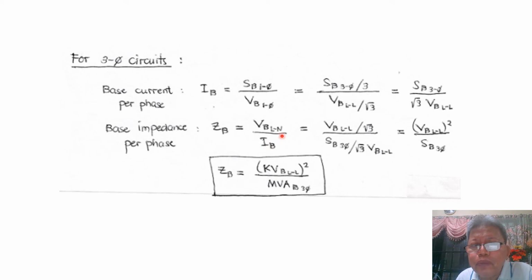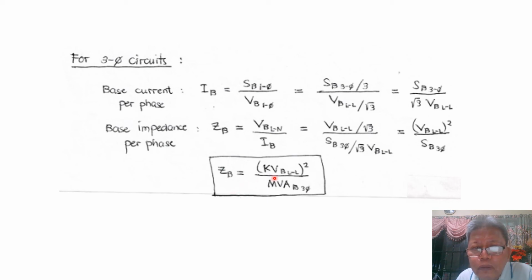Now our base voltage line to neutral is just equal to the line-to-line voltage divided by square root of 3, divided by I base, which is equal to the three-phase apparent power base divided by square root of 3 times the base voltage line to line. And this voltage line to line will go up, so we have base voltage line to line squared, and then square root of 3 will just cancel, and then in the denominator we just have the three-phase S base.